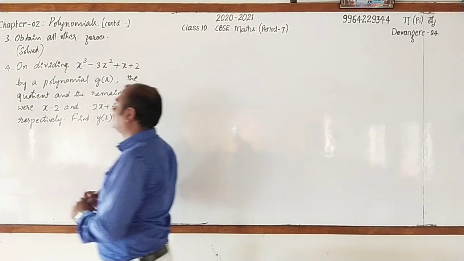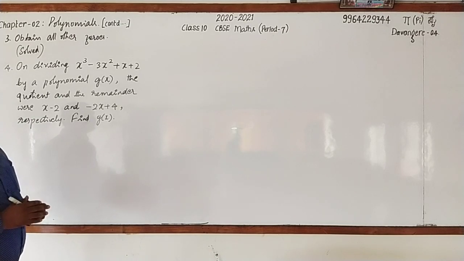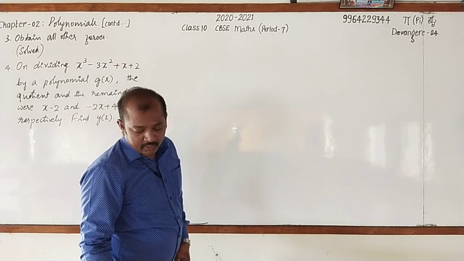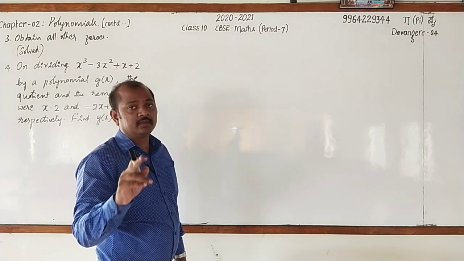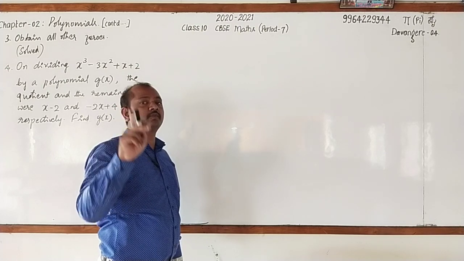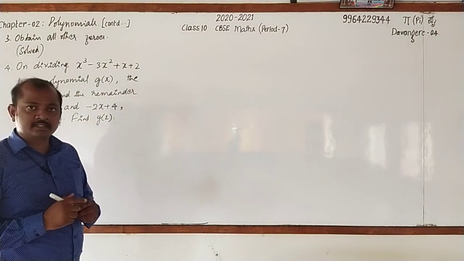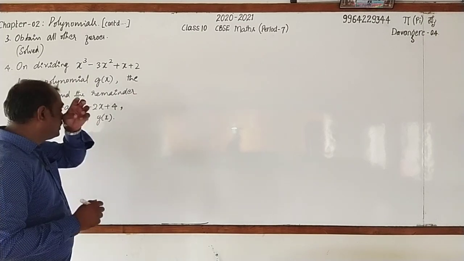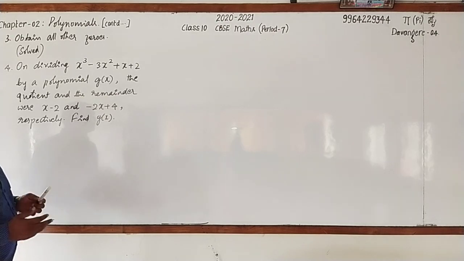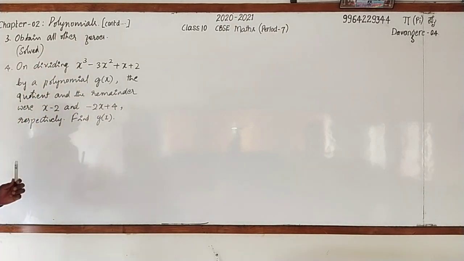Now this is third one. Obtain all other zeros when a polynomial is divided by another polynomial and two zeros were given. That is square root of 5 by 3 and minus square root of 5 by 3. We have already solved that. Even in yesterday's test also had given the same. And other zeros were minus 1 and minus 1. You might have remembered that. So that has been already solved. Let's move on to fourth one.